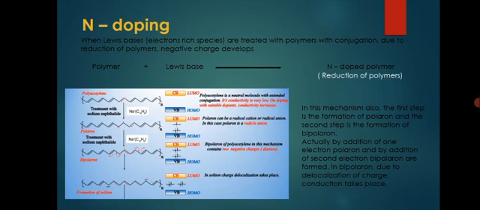Now, the second type of doping is n-doping. In this case, when electron-rich species are treated with polymers with conjugation, due to reduction of polymers, a negative charge develops. In this mechanism, as shown in the figure, the first step is the formation of polaron, and the second step is the formation of bipolaron. Actually, by addition of one electron, polaron is formed, and by addition of a second electron, bipolaron is formed. So, in bipolaron, due to delocalization of charge, the conduction takes place.